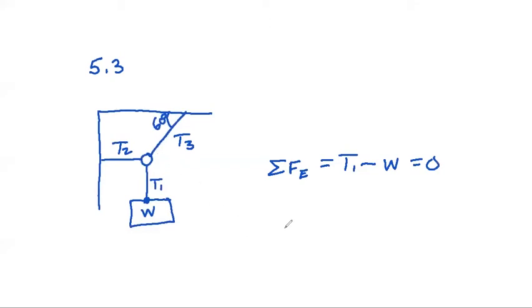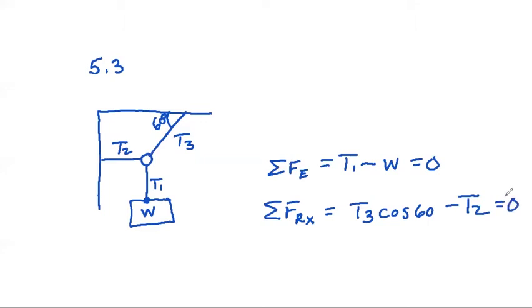And how about at the ring now? Sum of the forces at the ring in the X. T2 is in the negative direction. So we've got T3 cos 60 minus T2 equals 0.